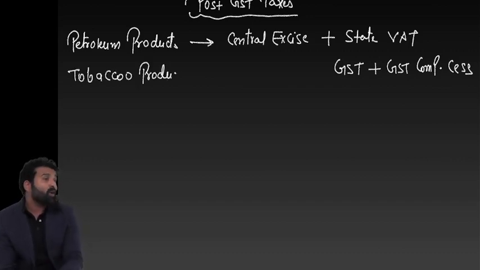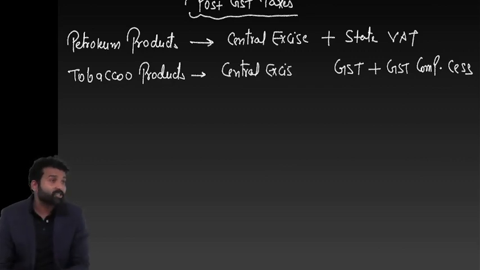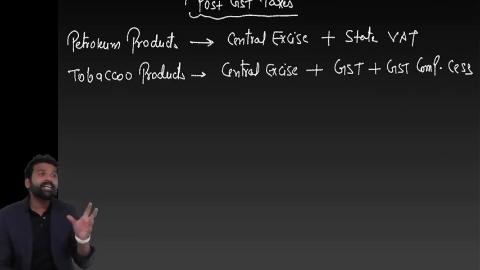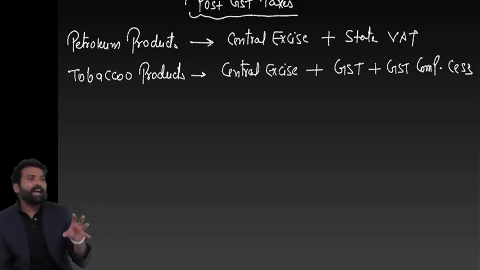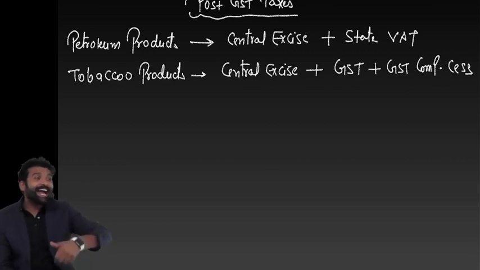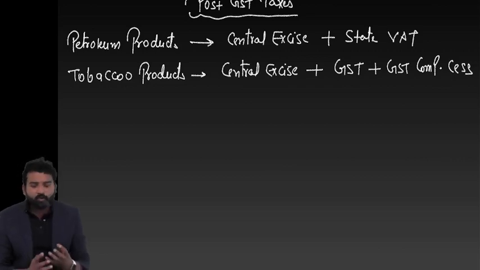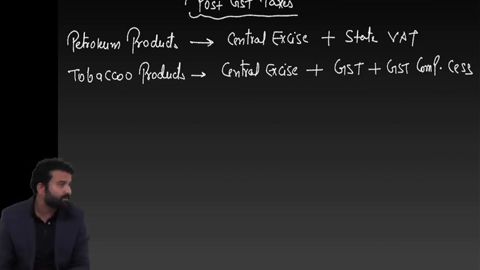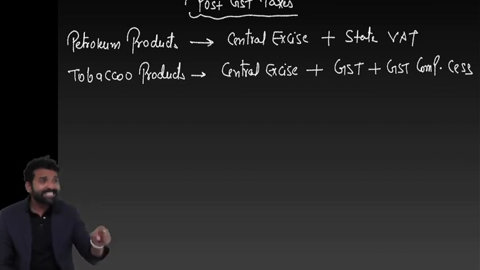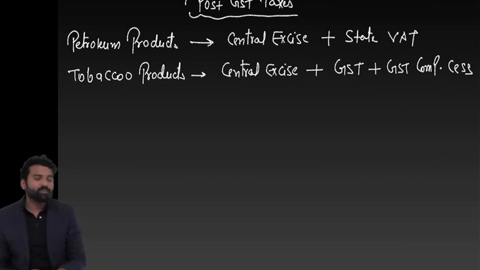For tobacco products, tobacco is a very interesting case. Tobacco and narcotic goods have central excise as well as GST compensation cess. So the government wants to impose a lot of taxes on these commodities, on narcotics and tobacco products, and that's why central excise is there, GST is there, and even GST compensation cess on tobacco and narcotic products.